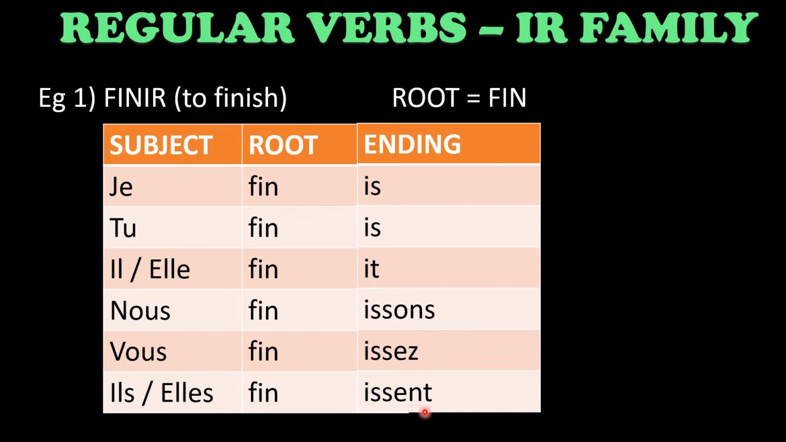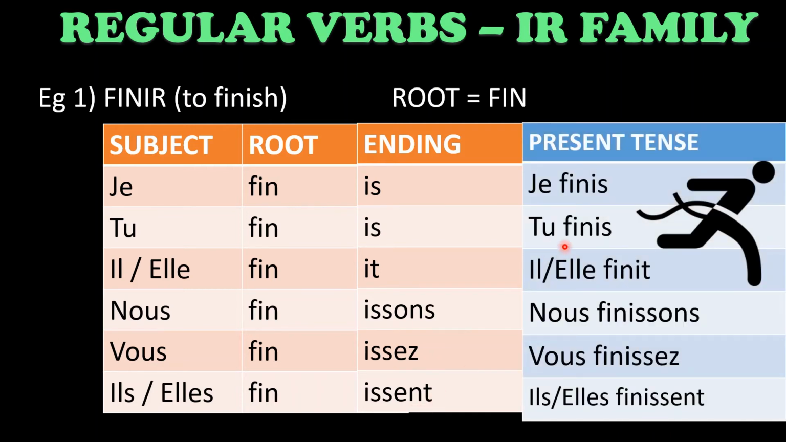In the same way as you've done for the ER verbs, you just have to add it up and you will get the last column. Je finis, tu finis, il finit, elle finit. S, S, and T are silent, so you will find that these three are pronounced the same way. Nous finissons, vous finissez, ils finissent, elles finissent. You have to stop pronouncing before the ENT. So je finis, I finish, I am finishing, tu finis, you finish, you are finishing, and so on. This is how finir is conjugated in the present tense.